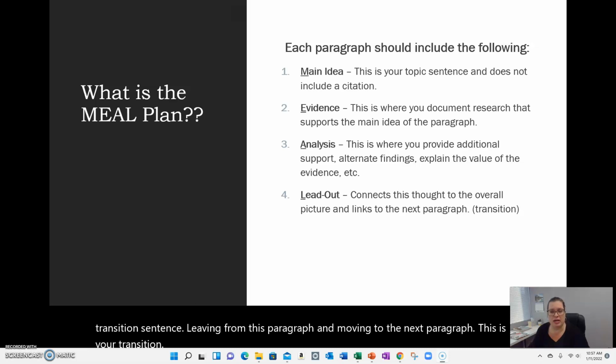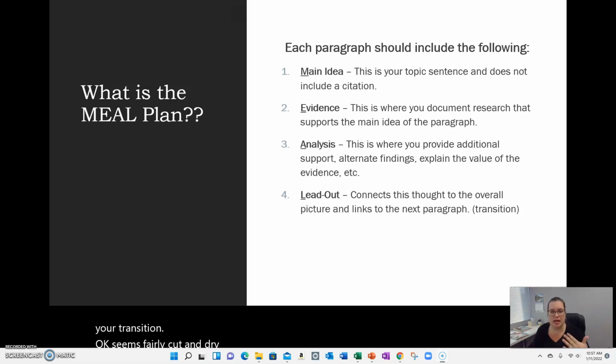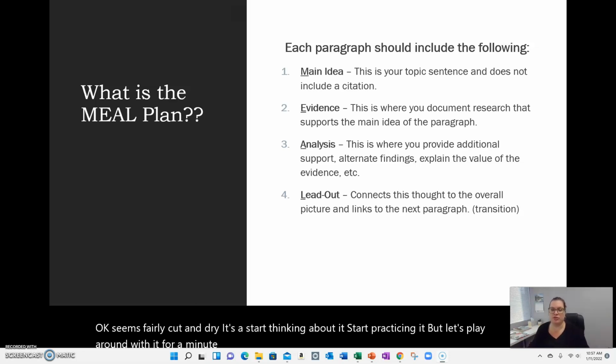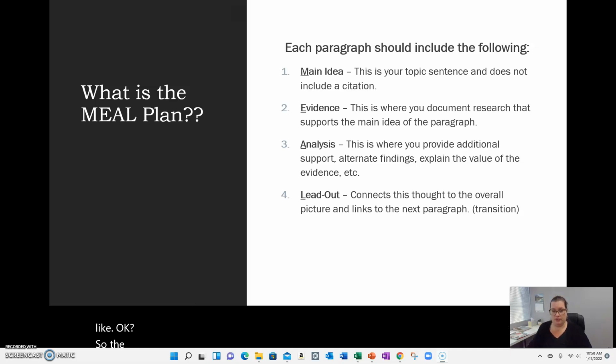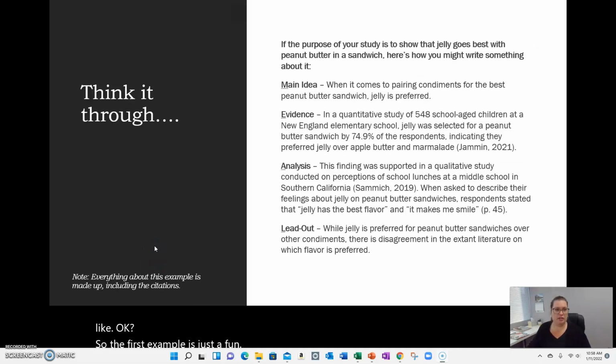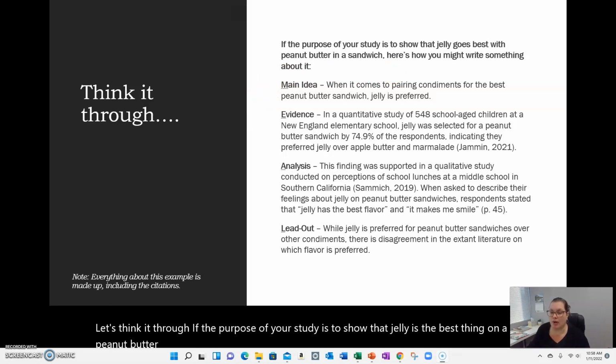Seems fairly cut and dry. Start thinking about it, start practicing it, but let's play around with it for a minute and give you some examples so you can see what it should look like. Okay? So the first example is just a fun, goofy example. Okay? Let's think it through. If the purpose of your study is to show that jelly is the best thing on a peanut butter sandwich, here's how you might write a statement or a paragraph about that, okay?